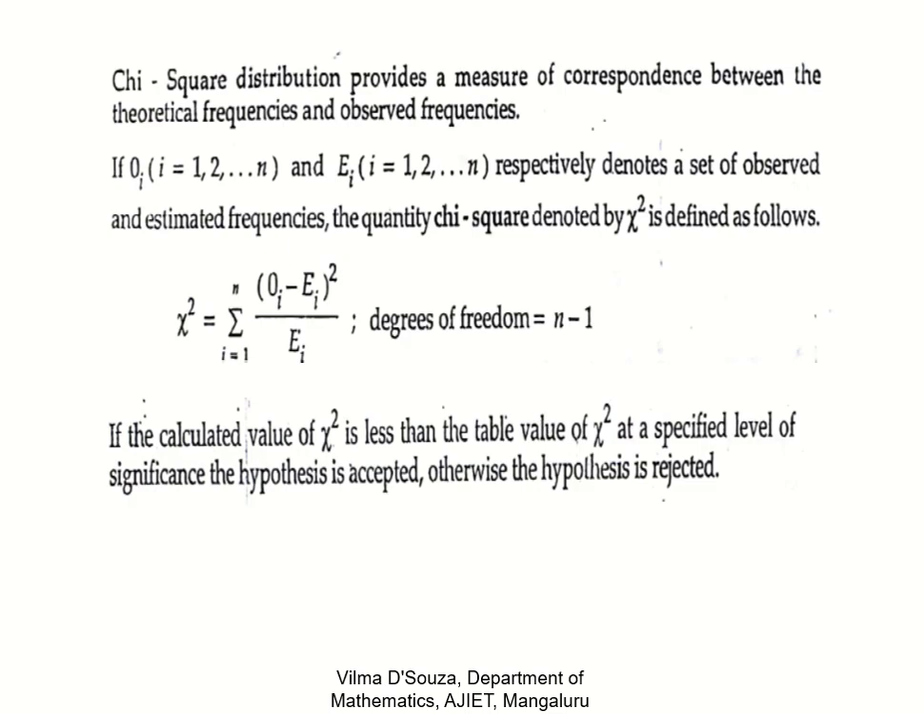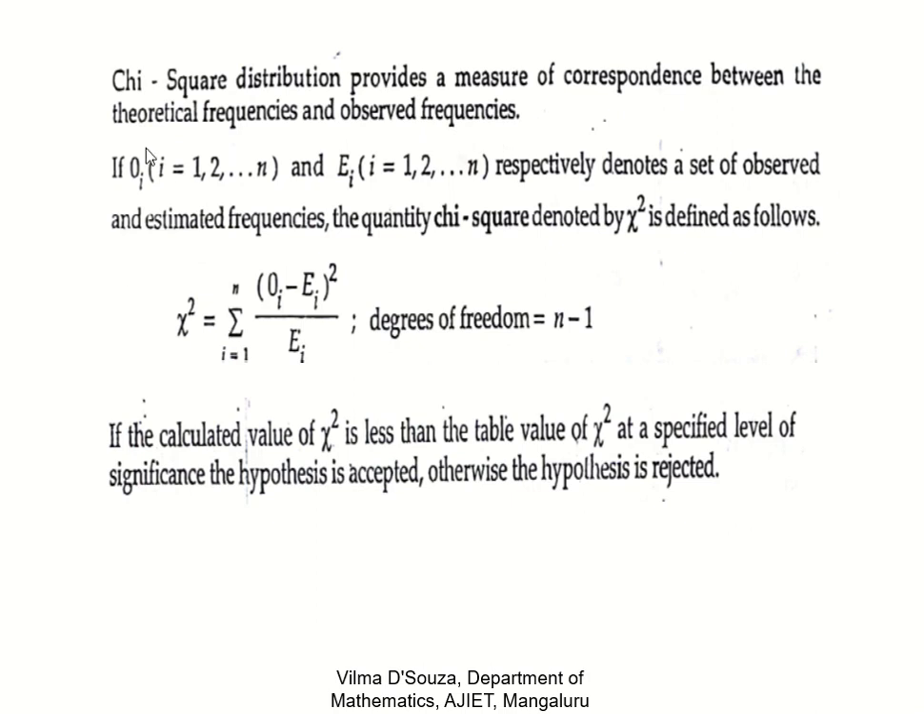This chi-square distribution provides a measure of correspondence between the theoretical frequencies and the observed frequencies. It gives us a measure of how the theoretical and observed frequencies are related, and this chi-square distribution finds the measure of that relation between theoretical frequencies and observed frequencies.